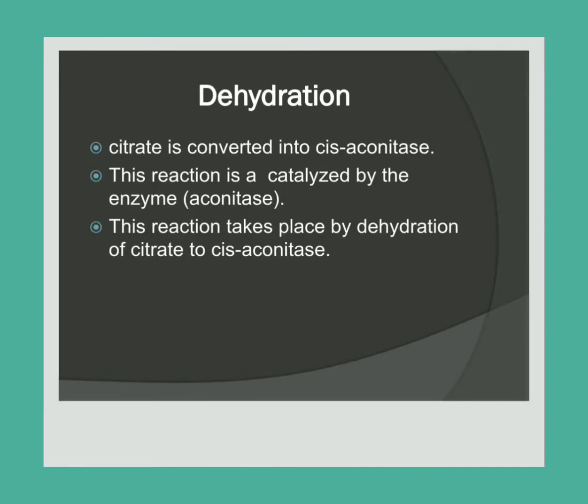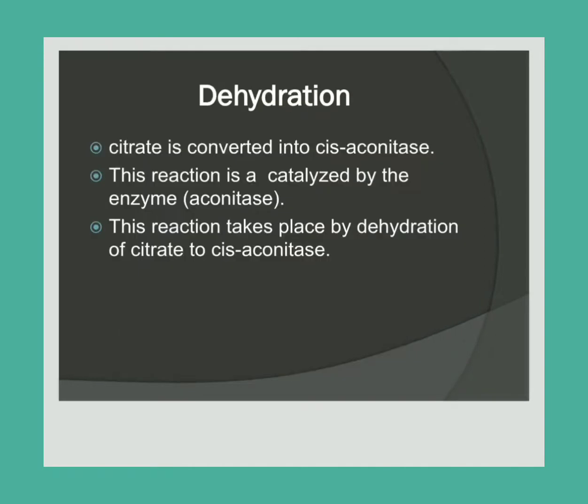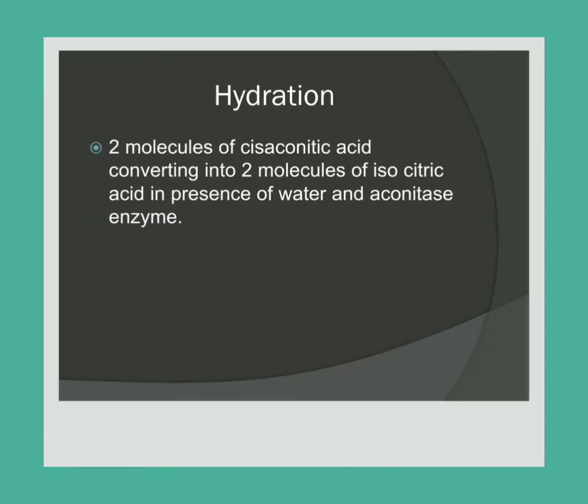And the next reaction is hydration. Hydration means addition of water. Here water is removed, and in the next reaction water will be added. So cis-aconitic acid will form isocitric acid. In this reaction, cis-aconitic acid converts into isocitric acid in the presence of water, and the same enzyme, aconitase, participates in this reaction. Okay, this is about hydration.